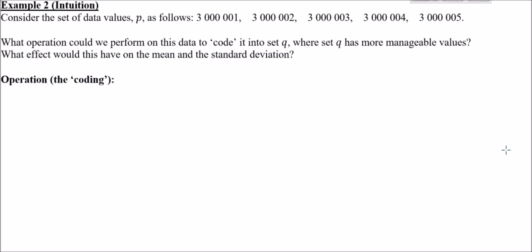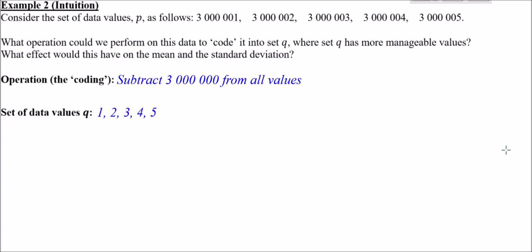Okay, I would suggest the coding may well be that we just take away 3,000,000 from all values. That then transforms P into this set of values Q. Q would then be 1, 2, 3, 4, 5. Work out the mean of P and the mean of this new set Q, and then think about what effect it's had by subtracting 3,000,000.